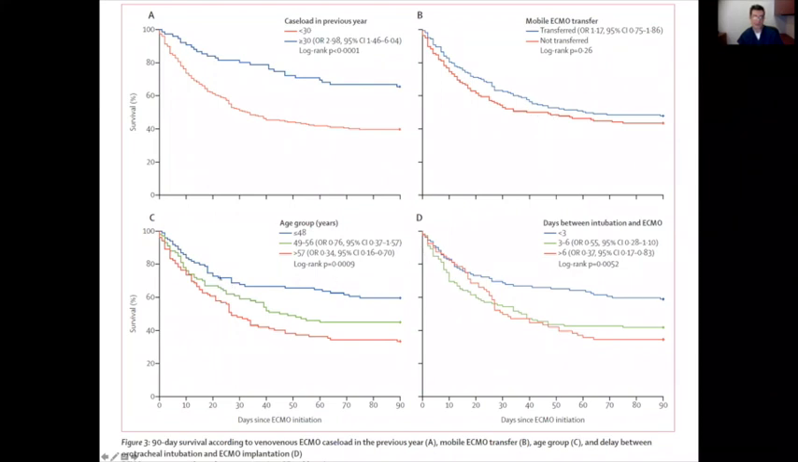Age, as we've seen throughout the pandemic, made a significant difference. This is less than or equal to 48, 49 to 56, or greater than 57. And here you can see the days between intubation and ECMO. If they were less than 3, you did better as compared with 3 to 6 or greater than 6.